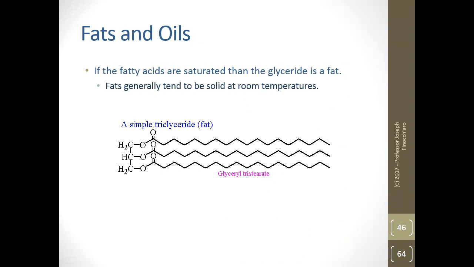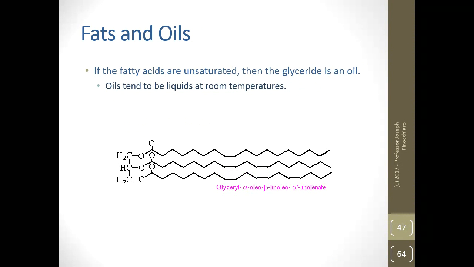If the fatty acids are saturated, then the glyceride is a fat. Fats tend to be solid at room temperatures. If they're unsaturated, it's an oil, and they tend to be liquids. It's right in the names. An oil tends to be a liquid at room temp. Fats are usually solids.